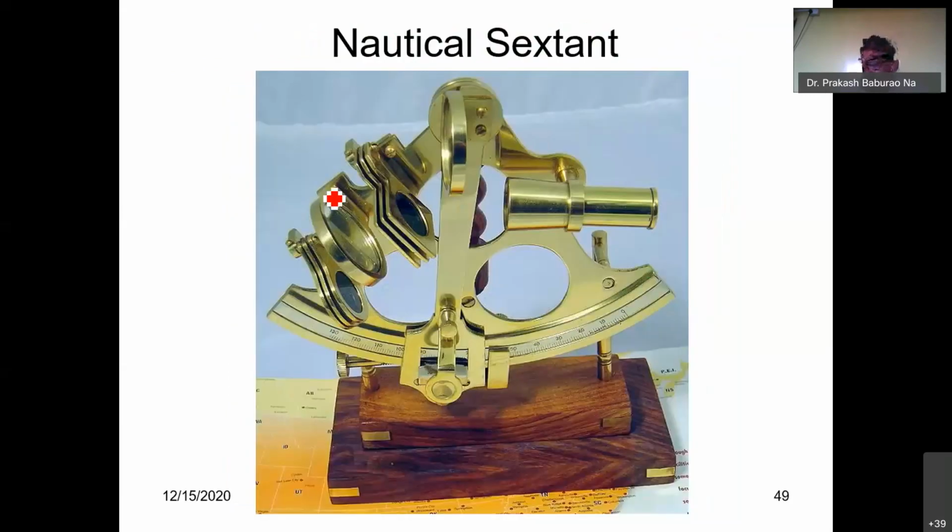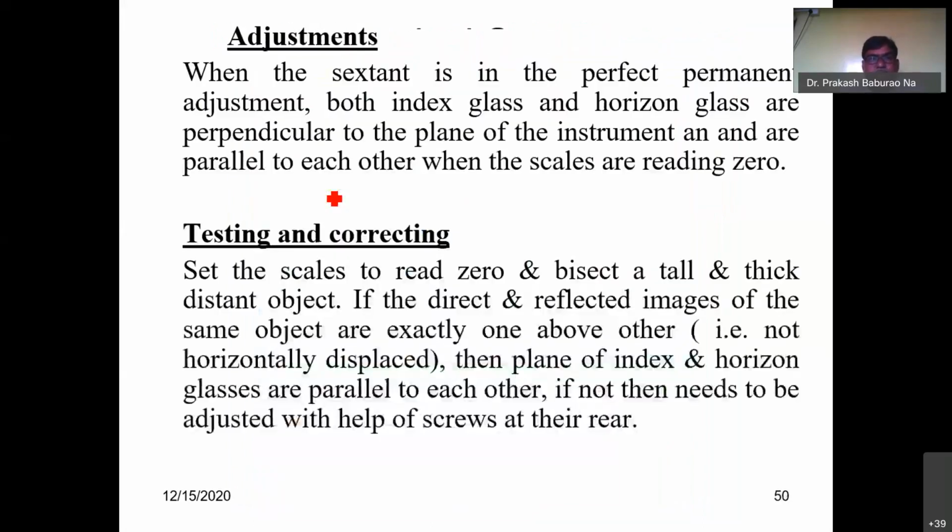Certain errors I want to tell you. This is another photo. The entire error is called the index error.